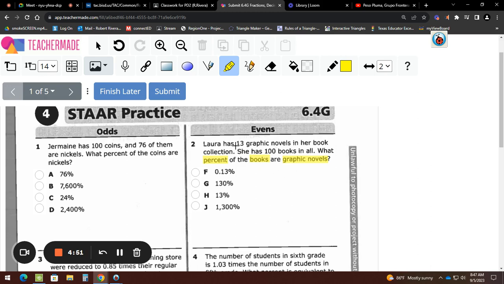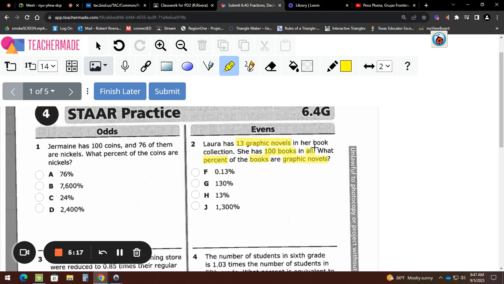13 graphic novels. So I'm gonna highlight 13 graphic novels. Anything else that's important in that first sentence? No, first sentence. Right now we're gonna get to that one. 13. That's it, right? Second sentence. She has 100 books in all. What will be important there in that sentence? Percent. No, second sentence. She has 100 books in all. Yes. 100 books.